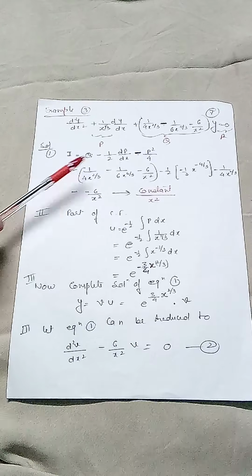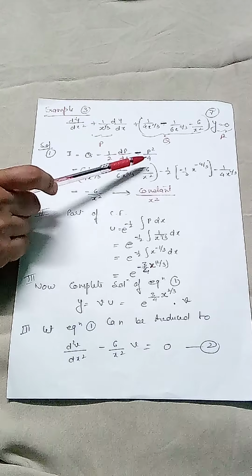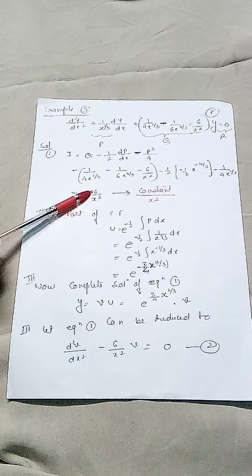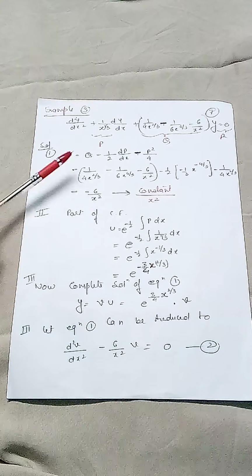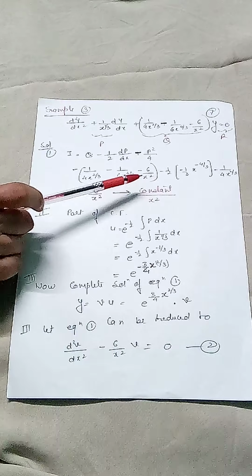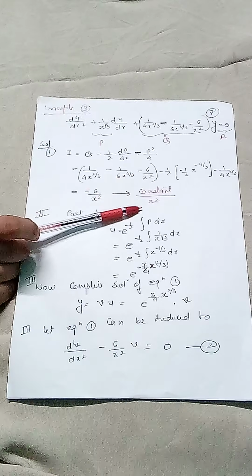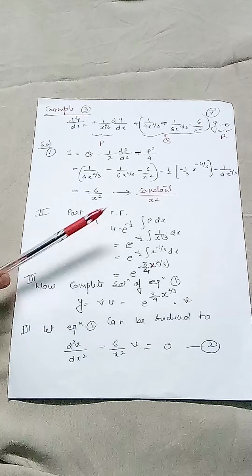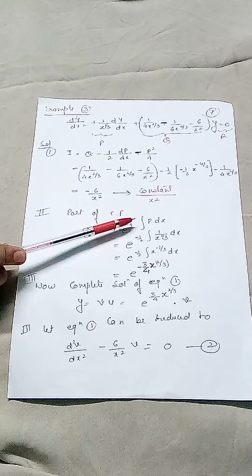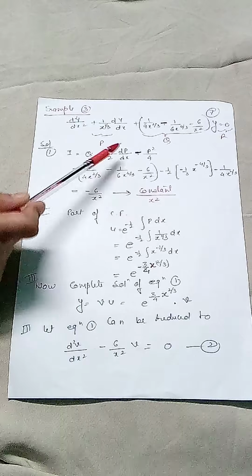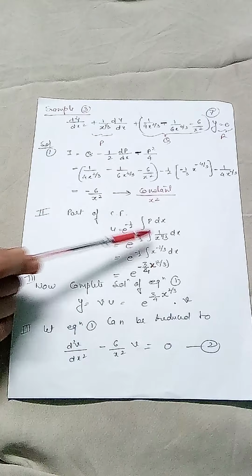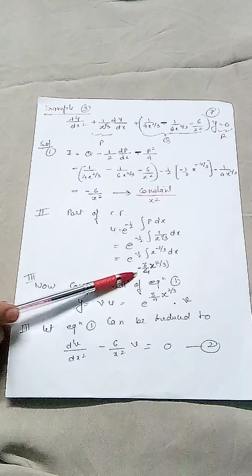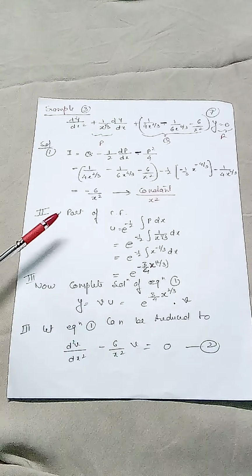I is equal to Q minus half dP upon dx minus P square upon 4. Putting these values, it will be minus 6 upon x square. Then this problem is the type of constant upon x square. Now we have to find part of CF. U is equal to e raised to minus half integral P dx. P is this, so substitute P and solve this. The answer is e raised to minus 3 by 4 x raised to 2 by 3.